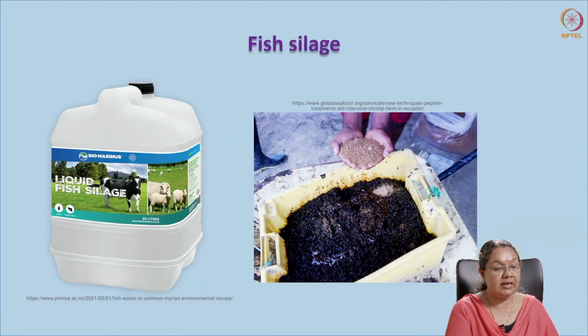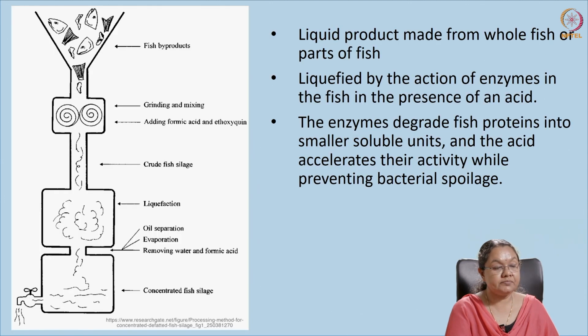And we have fish silage. Fish silage goes into the market as feed, or it also goes as fertilizer. Generally, it can be liquid or semi-solid. The fish waste products which are generally thrown away are collected, ground and mixed, and then formic acid is added. After adding formic acid, it is allowed to digest and liquefaction happens, and after liquefaction the oils are separated and the liquid is separated, or the moisture content is removed by evaporation. The concentrated product that is obtained in the end is called fish silage.